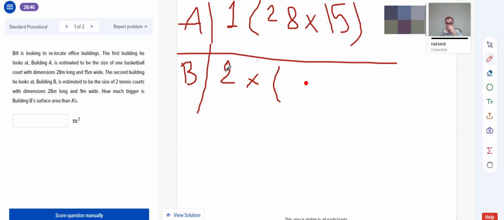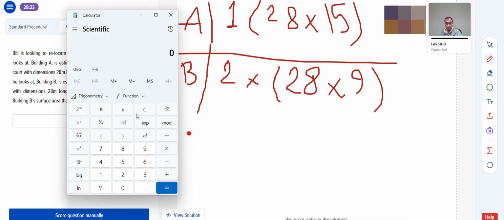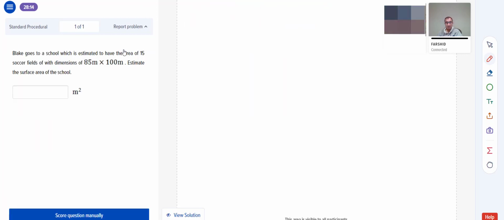And the second one is 28 multiplied by 9, right? Okay, it's A. So you just need to compare them. A is smaller. So this one's 440, this one's 504. Difference is 64. Wait. 420. Oh yeah, that's 420. I thought it was 440 for a second. Be careful. Okay, no worries. Next one.